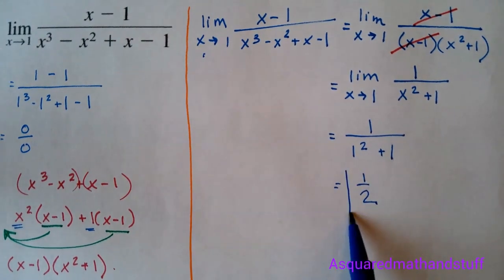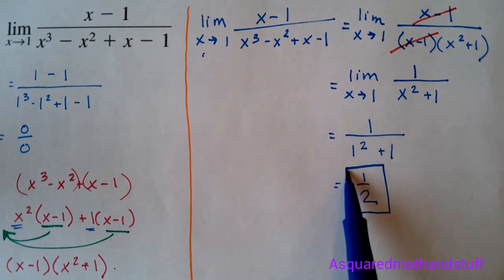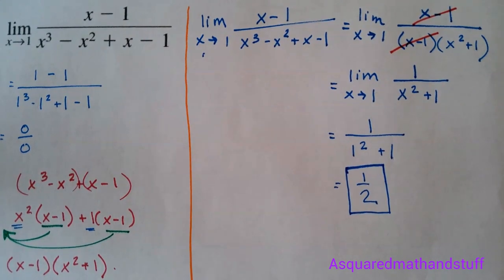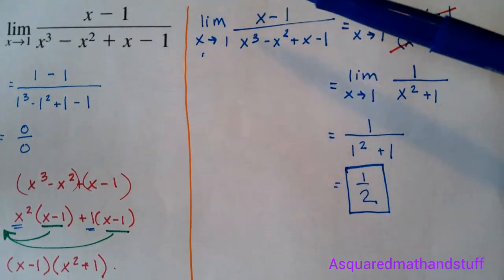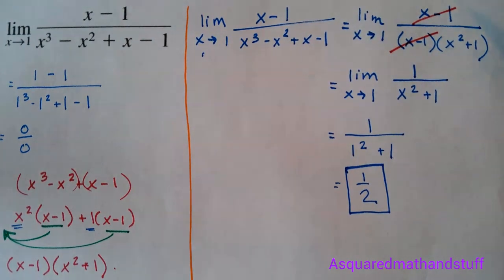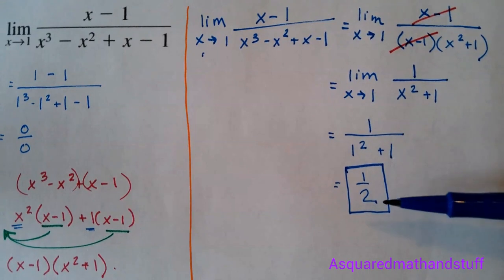And if you were to graph that, you would see that our graph approaches 1/2 from the left and the right hand side. So again, when you get that indeterminate form, the 0 over 0, you want to factor numerator and denominator as much as possible, simplify out what you can, plug in what you're approaching, and you will find that limit.